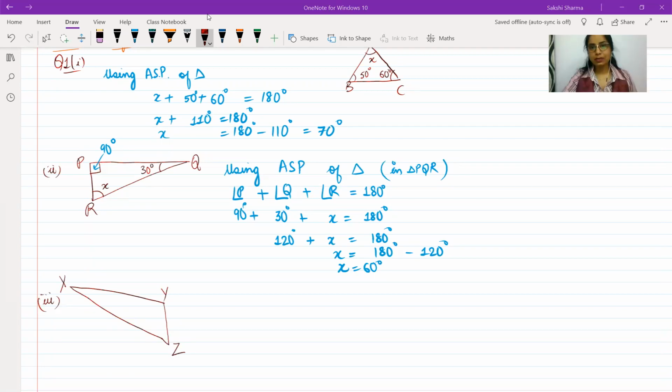Anatrup was asking something. Ma'am, do we have to draw this triangle? Yes, beta, you have to draw the triangles in all parts. Right now, you can just note down the answer. You can draw the triangles later.